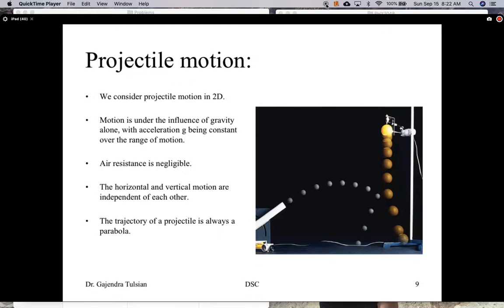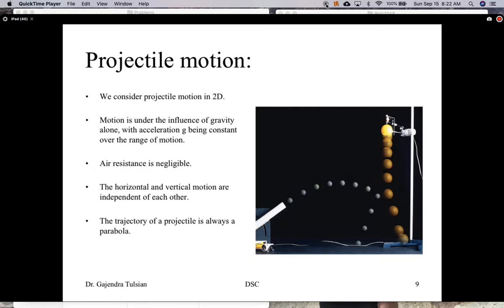Okay, so now we'll look at projectile motion. Projectile motion is an object moving only under the influence of gravity. Air resistance is negligible, and this motion happens in two dimensions.